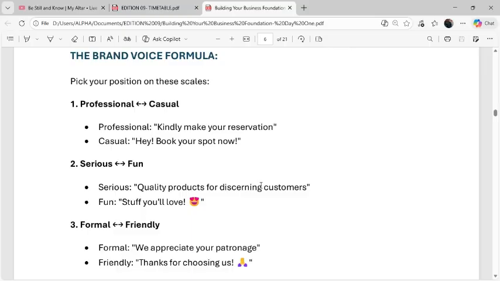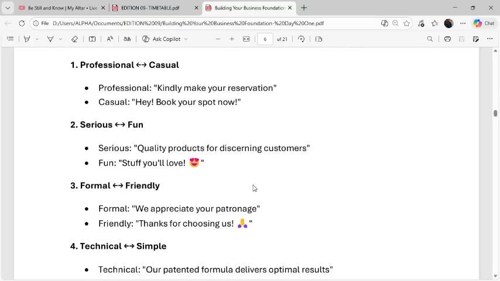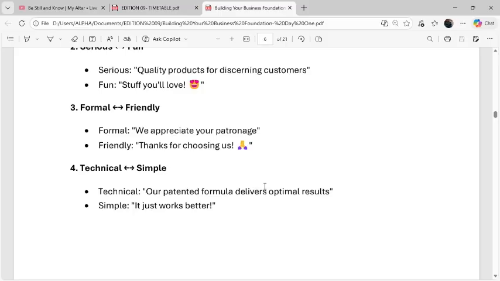And then let's look at serious or fun. Serious, quality products for discerning customers. Fun, stuff you'll all love. So you see, these are all voices. Then we've got formal to friendly. Formal, we appreciate your patronage. Friendly, thanks for choosing us. Technical versus simple. Our patent formula delivers optimal results, but simple, it just works better. You see, these are just statements said in different ways, but their different ways are very important so that you are able to create the voice of your business.